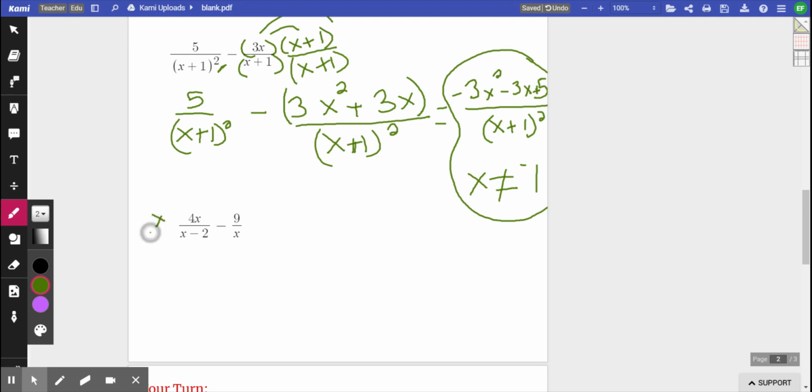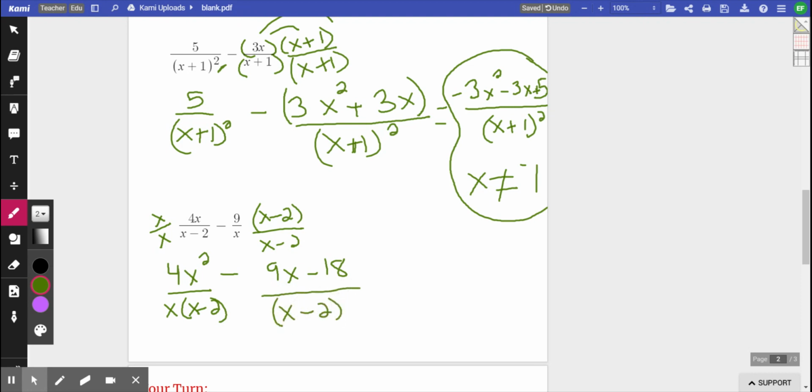So I'm going to multiply this first fraction by x over x. I'm going to multiply the second fraction by x minus 2 over x minus 2. All right, so let's distribute. For our first fraction, we get 4x squared. For our second fraction, we get 9x minus 18. And these are over x times x minus 2.